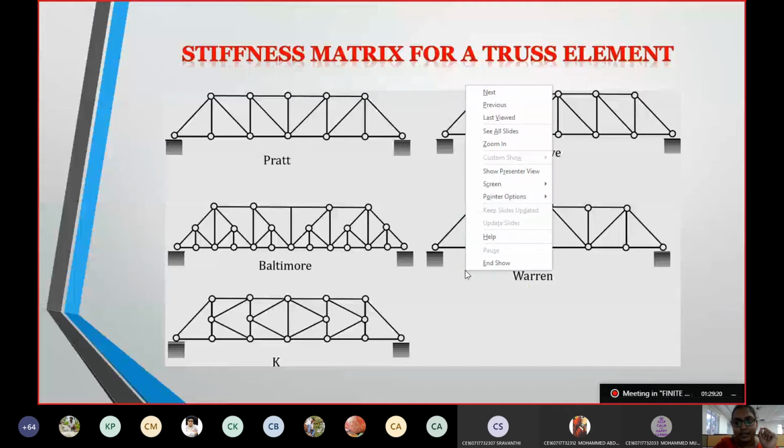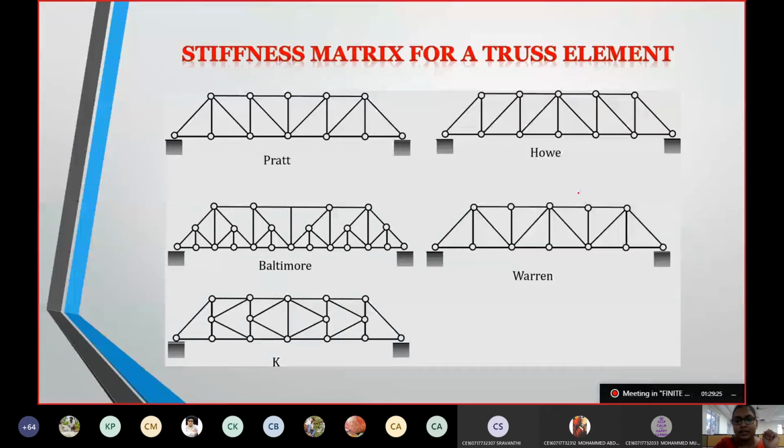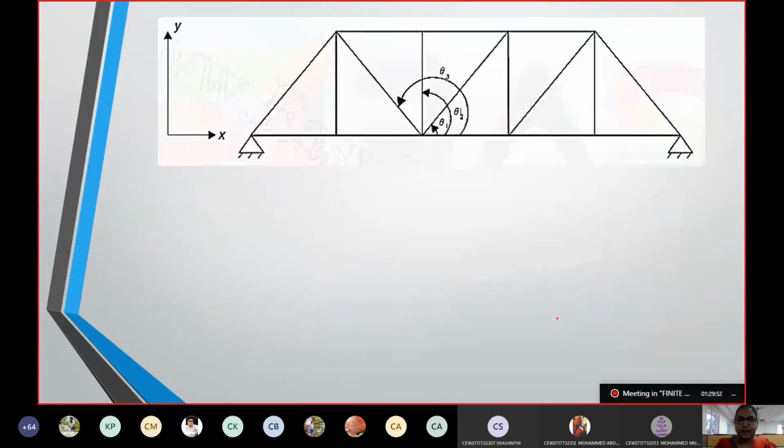Until when? Until the member is horizontal or vertical. Both are considered as bar elements directly. You can apply your direction cosines and get the answer. The only question arises when it is an inclined member. How are we going to get the stiffness matrix? So we will see how.